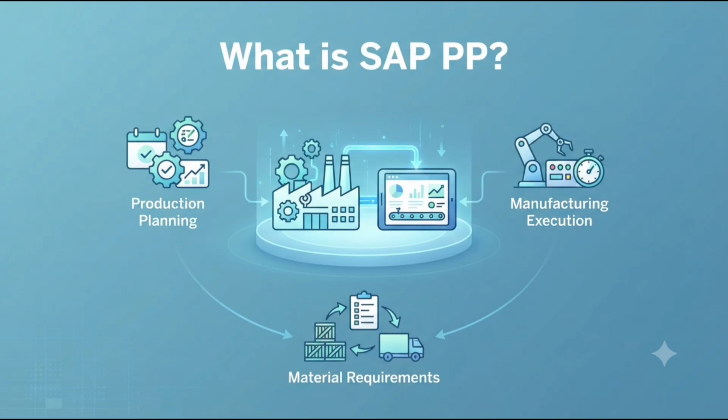In simple words, SAP PP is the digital brain that drives production activities inside an organization and helps businesses stay competitive in today's fast-moving market.